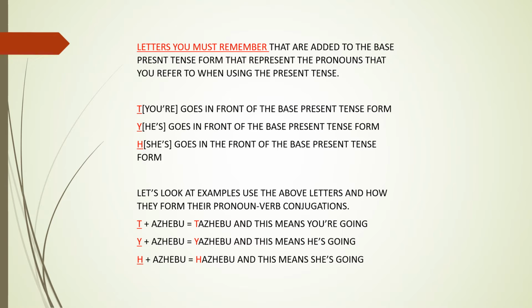And when you have a plural, you'll see you add a letter at the beginning of the form and an A at the end of the form that represents plurality of the pronouns. So again, T would be added to the base form in the front, combined as one word, and this would mean you're going or you are going, right? If you're using the word go or whatever the verb is.